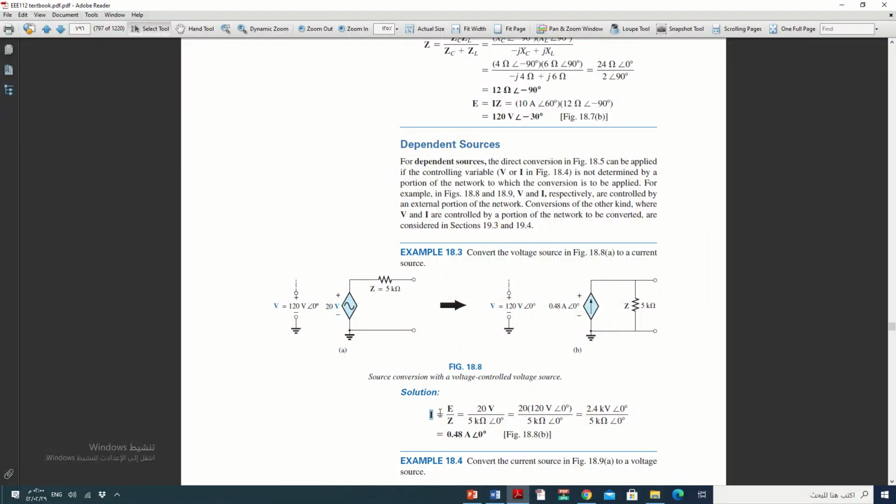See here, I equals E over Z. What is E? It is 20V divided by 5 kilo ohm. 20V means 20 multiplied by 120, angle 0, and you will find 2.4 kilovolt, and divide by 5 kilo, the kilo is cancelled, and the final current will be 0.48 ampere. And we redraw this circuit as a dependent current source with a value of 0.48 ampere, in parallel with the impedance 5 kilo ohm, which is the same value as here. Nothing changed for the impedance.